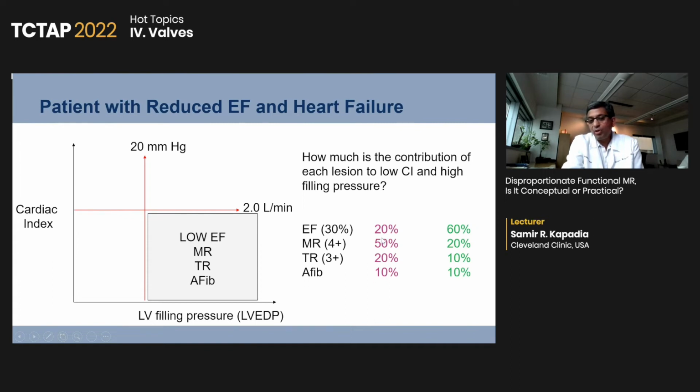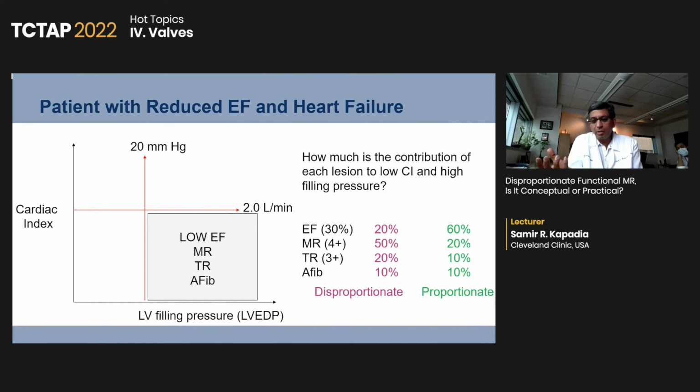And you can come up with the idea that maybe this patient, the reason why they have low cardiac index or high filling pressure, EF contributes 20% to this, MR contributes 50% to this, or TR contributes 20% to this, AFib 10%, or the other way. In the first idea, you would call it disproportionate, meaning that MR is contributing a lot to decompensation. And in the other concept, you will say EF is contributing more.